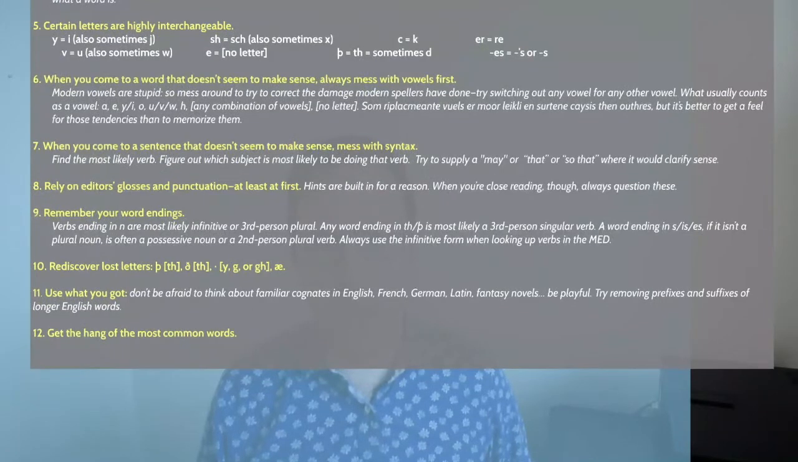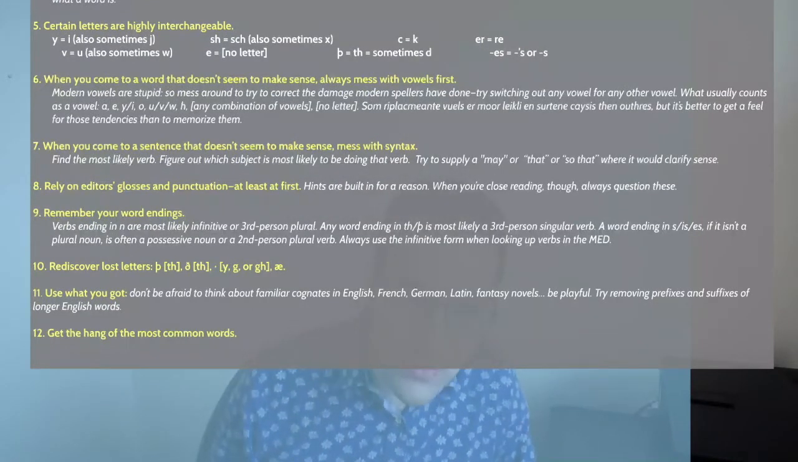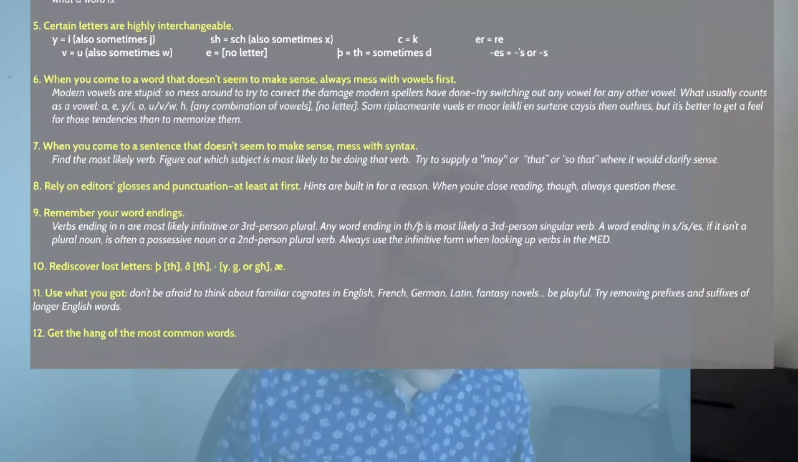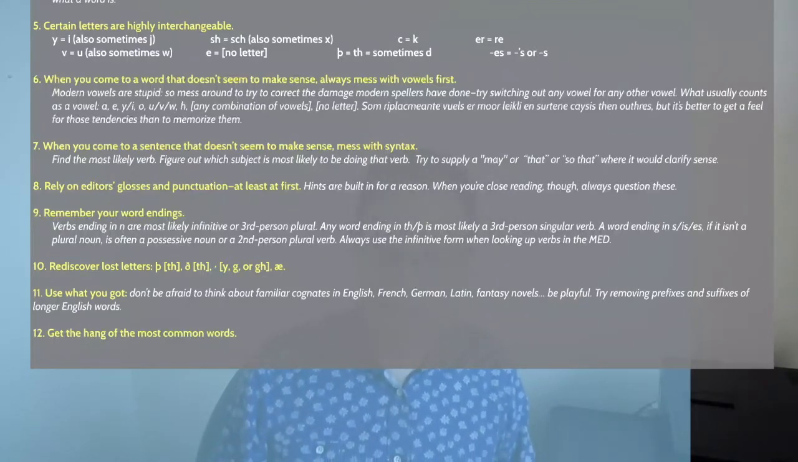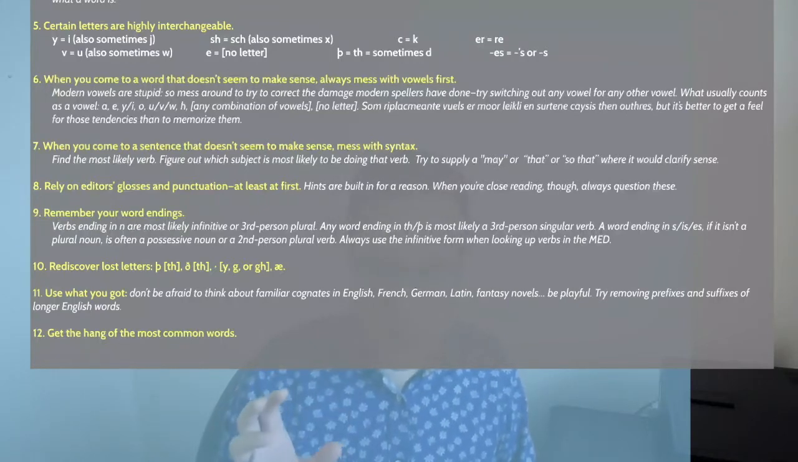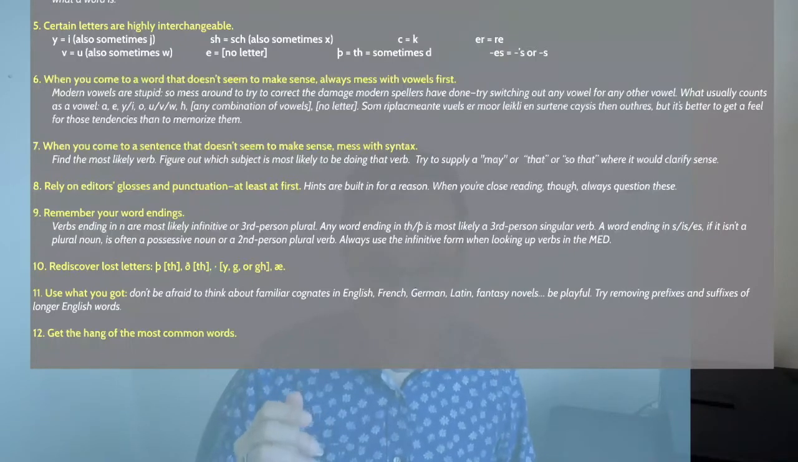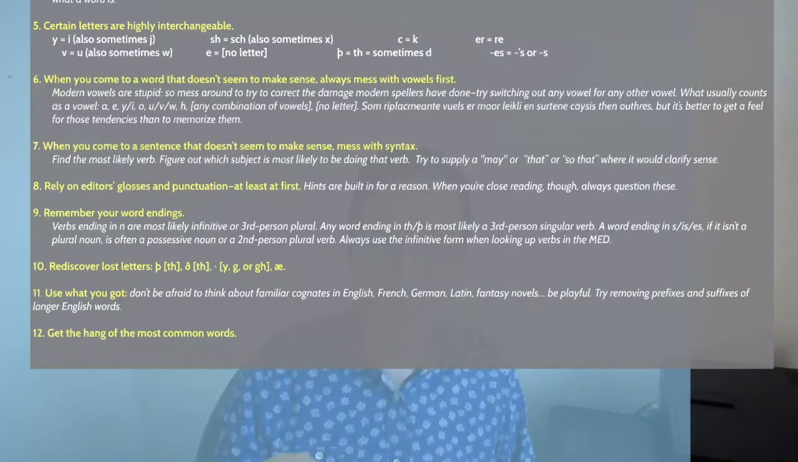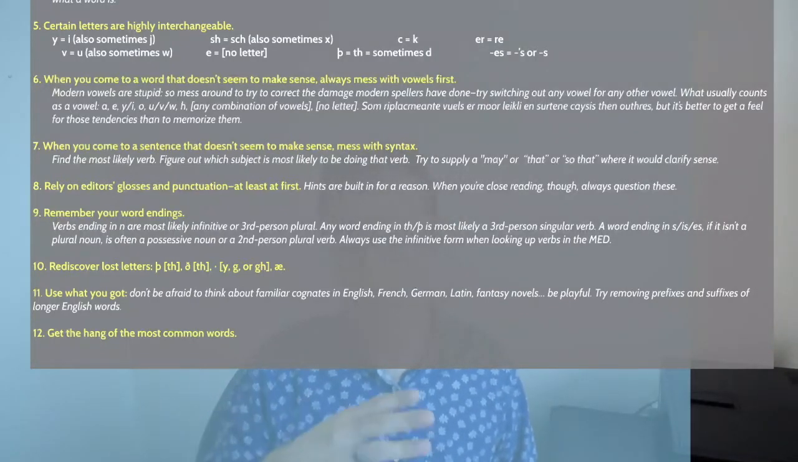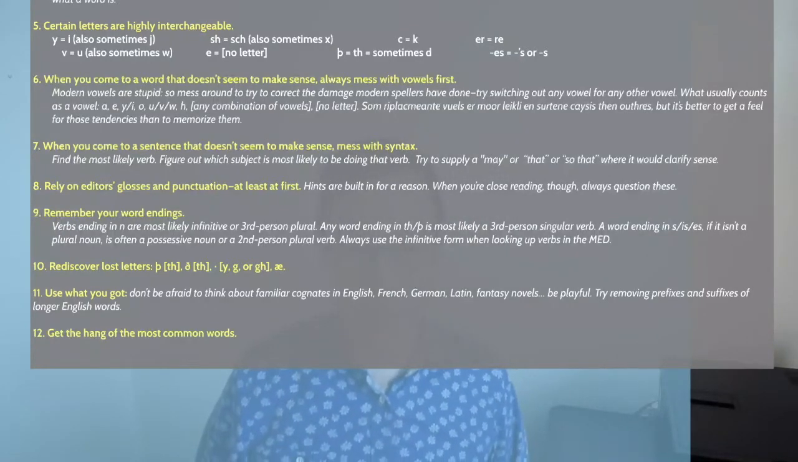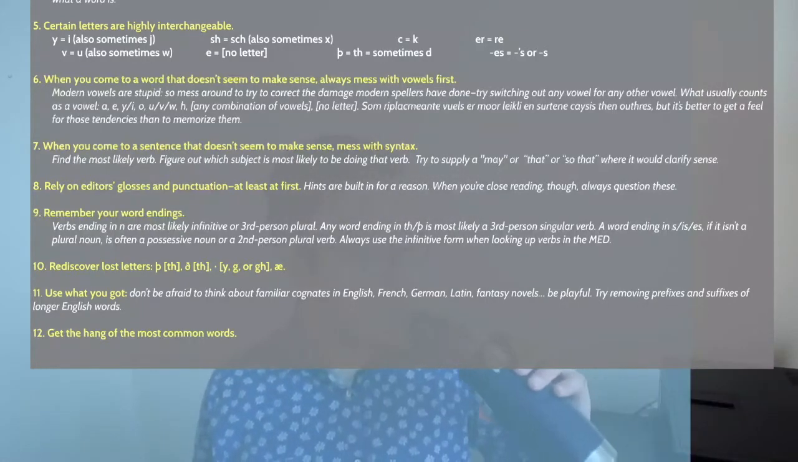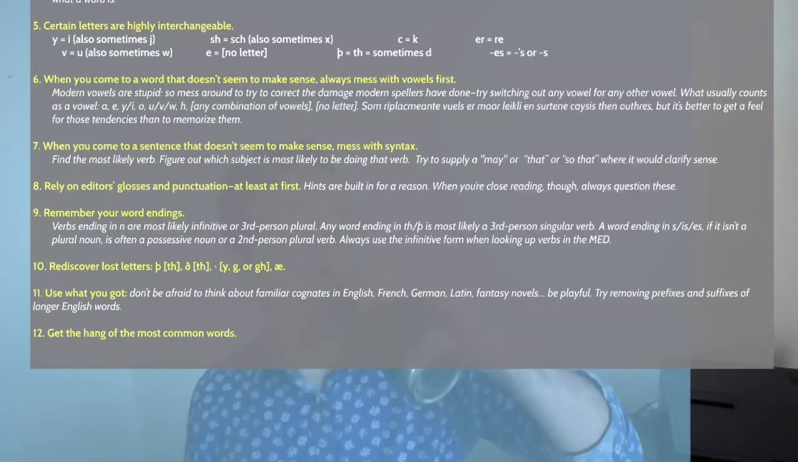Moving up to number 5, certain letters are highly interchangeable. Y and I are interchangeable. I and J are interchangeable. The SCH or SH constructions or groupings of consonants can be interchangeable, so try switching those out. Also, very rarely, X will replace those. The letters C and K, just like in modern English, try switching those around. You can double the C or double the K. ER and RE the same way. V's can be U's, U's can be V's, either can be W.